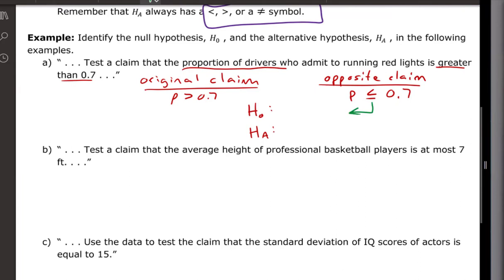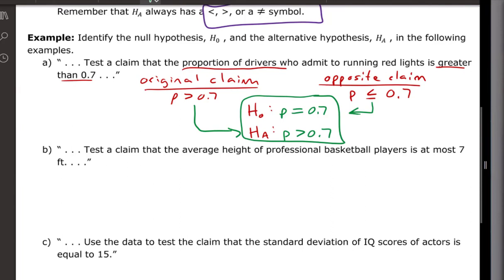So we're actually going to write P, and we only use the equal part of the less than or equal, 0.7. That'll be our null hypothesis, which means the original claim will have to settle for my alternative. P is greater than 0.7. And there's your null, and there's your alternative for this hypothesis test problem.